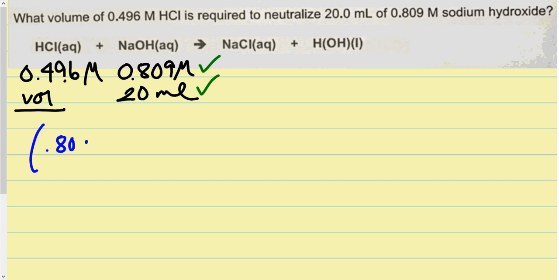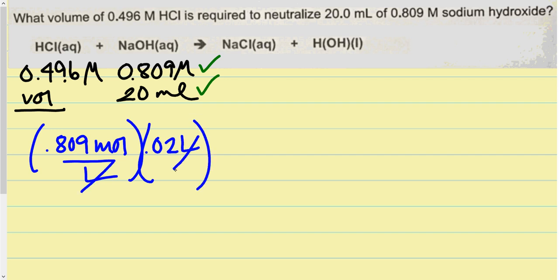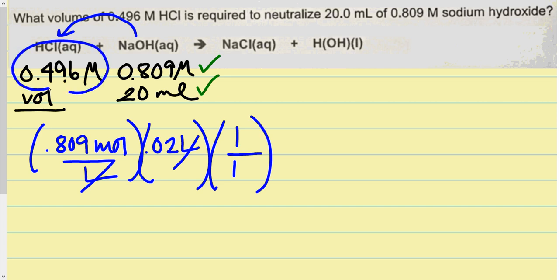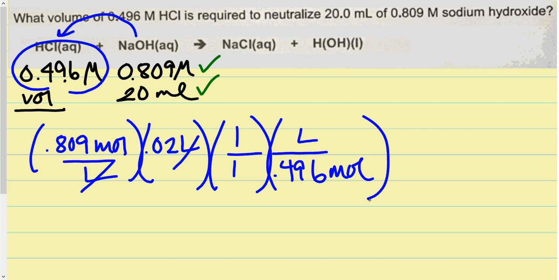Molarity of our sodium hydroxide times the volume converted to liters. Liter term will cancel. Times the mole ratio, which in this particular case you're going from sodium hydroxide to HCl, is 1:1. Now, just like you saw in the previous one, the only other information that we have is the molarity of the HCl. We're going to take that, flip it. So the 0.496 moles ends up on the bottom. The volume ends up on top.